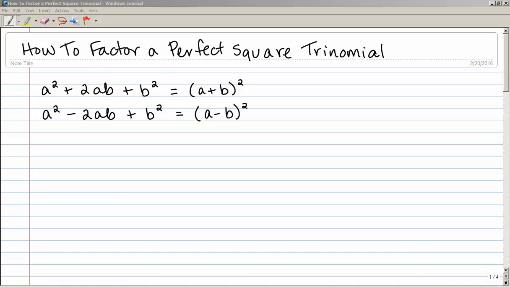Here's how to factor a perfect square trinomial. Recall that a perfect square trinomial is a trinomial, a polynomial with three terms, that when it's factored turns into a perfect square.